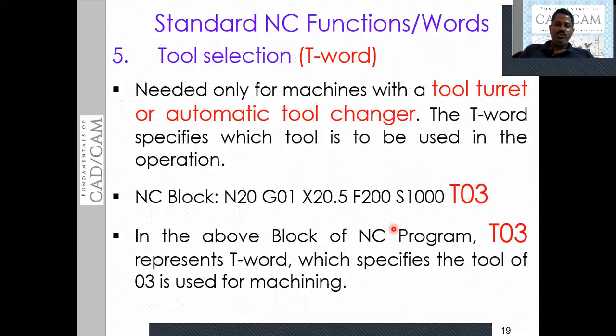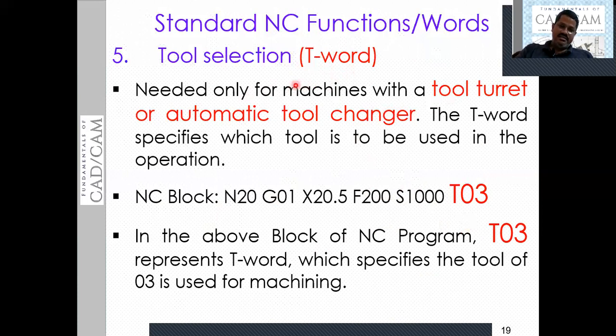Then we have the tool selection. Now you can see here, tool selection. I mean, what type of tool we need to use. For example, you take this block. This tool selection is applicable only for the machines which are using an automatic tool changer or the tool turret. In the case of NC machines which are attached to the tool turret or the automatic tool changer, automatically if you specify the T word, the machine will reach that point. That means the ATC will reach that point and pick up that tool which is used to perform the operation.